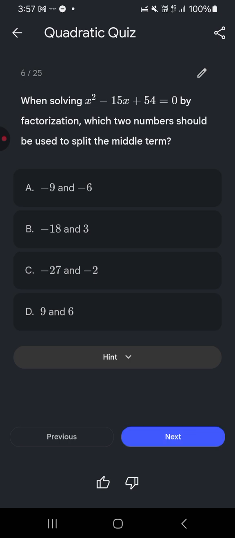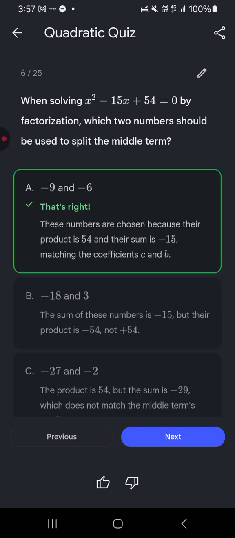When solving x square minus 15x plus 54 is equal to 0 by factorization, which two numbers should be used to split the middle term? The correct answer will be A. These numbers are chosen because their product is 54 and their sum is minus 15, matching the coefficients C and B.